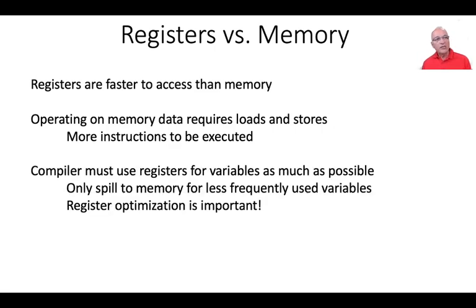So the compilers must use the registers for variables as much as possible so that the computation is more efficient, and should only spill to memory for less frequently used variables. The process of allocating registers for the different variables in the program is a very important task that the compiler does. There has been research and work done into improving the optimization of registers for more than 40 years, and an extensive number of research papers have been written on how to optimize register allocation.